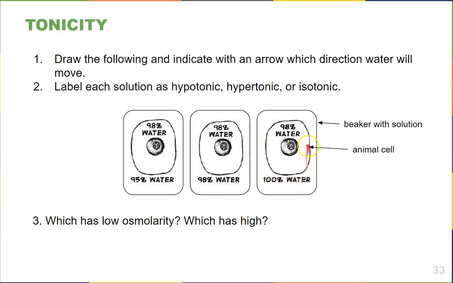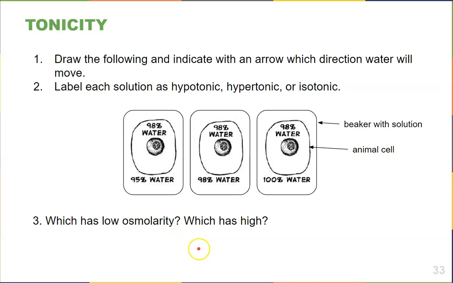The solution outside should equal 100%. The solution inside should equal 100%. So this is fine, 100% water, but there's 2% missing, so I would write 2% solute here. And then 2% solute, 2% solute, 2% solute, and 5% solute. That might help you answer the question of hypo, hyper, iso, and the questions about osmolarity.